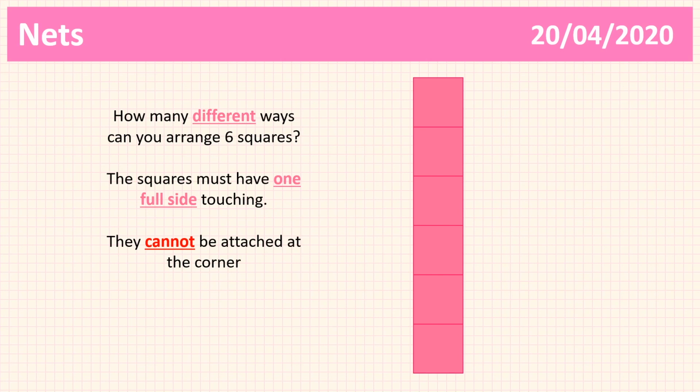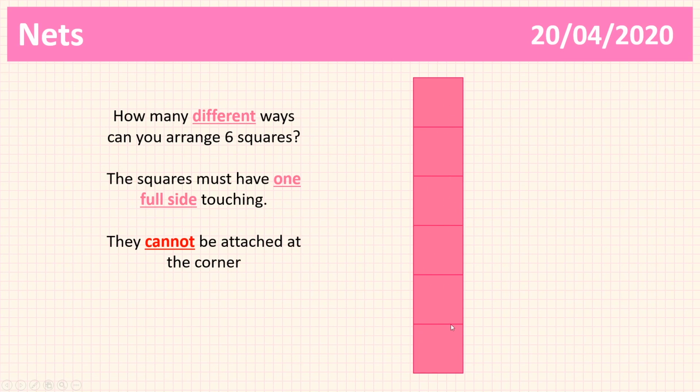So here are 6 squares and you need to try and tell me how many ways you can rearrange these 6 squares and see what you get. Ideally, what has to happen is that they cannot be attached at a corner and they have to have at least one full side touching. So for example, all of these have at least one full side touching another shape.